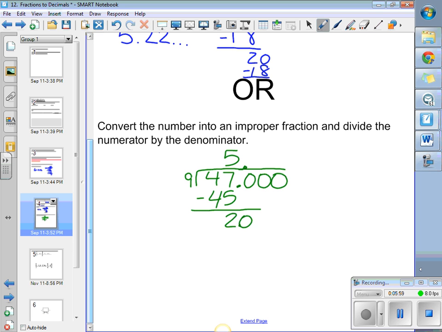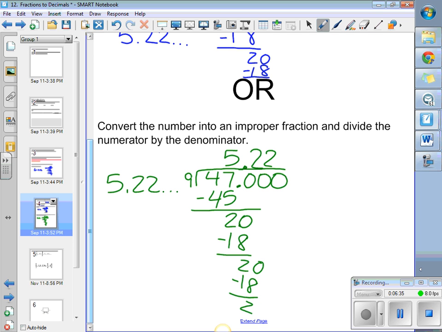Oops, I don't need that 0, or that decimal. Okay, so now how many 9s are in 20? 2. I multiply, I get 18. I subtract, I get 2. Huh, look at that. I still have a repeating thing. I forgot to put my 2 up there for the second one. All right, you get the point. So I still get 5, and the 2's repeating. Okay? All right.